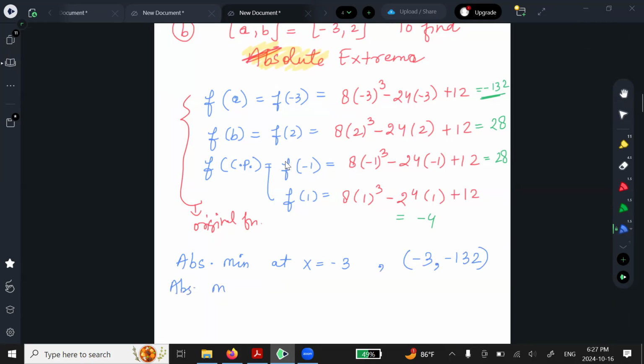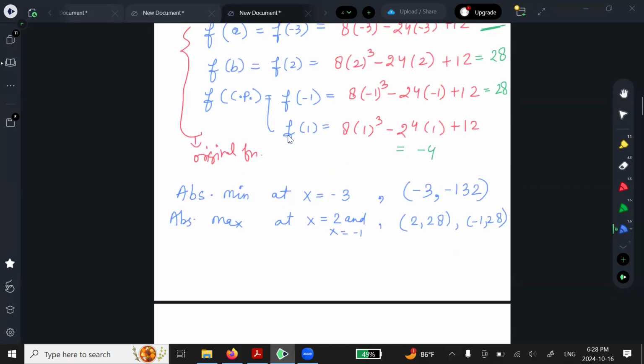Absolute max at x equals 2 and x equals -1, right? So you'll have two coordinates, 28 and -1, 28. Good? Because two values are giving me the same number. Question, anyone?